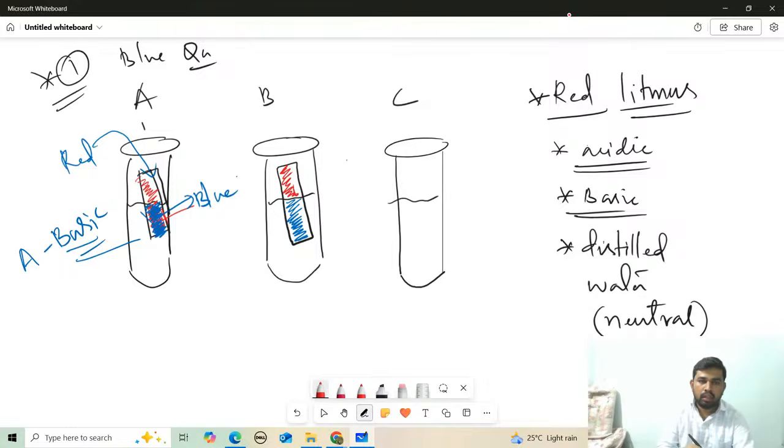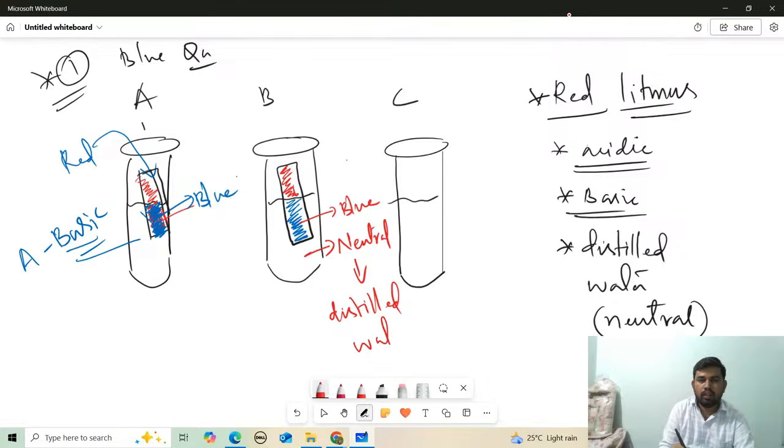Now see, if the blue part again remains blue, then its nature will be neutral, distilled water. Why distilled water? The first paper was red, and this base turned it blue. Now with a paper that contains both blue and red, the red remains red and the blue part remains blue, so we can say it is neutral.